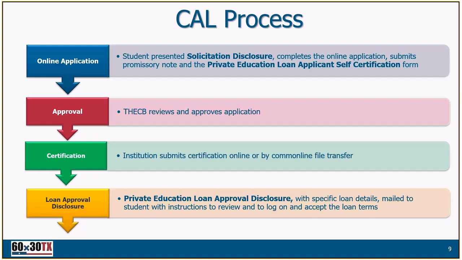After the school certifies the loan and everything is good to go, a private education loan approval disclosure, something we typically refer to as a LAD, includes the loan details, and then it's physically mailed out to a student with instructions on what they need to do. It has all the information, and they have to accept their loan terms. So that is, again, physically mailed to the mailing address on file.